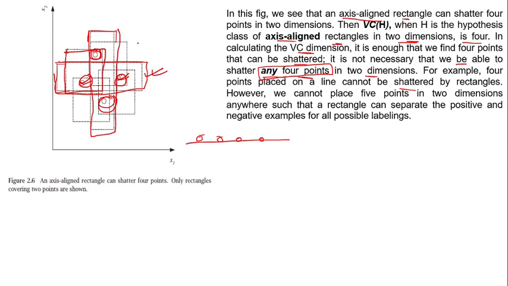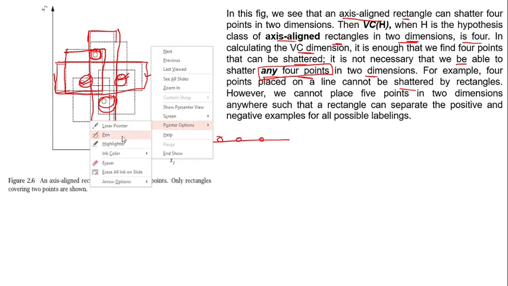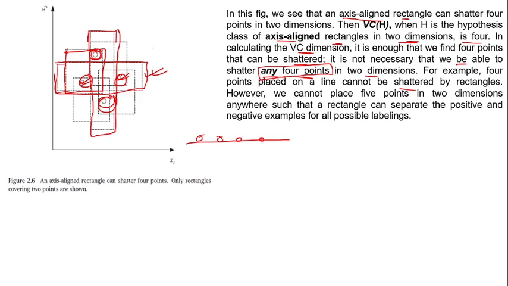Which 2 points? Let me make it black so that it will be clearer for you. Let's say the color is black. So in this case, this point and this point have been shattered by this rectangle, this one, right? And then there are many more, and then this rectangle shatters.